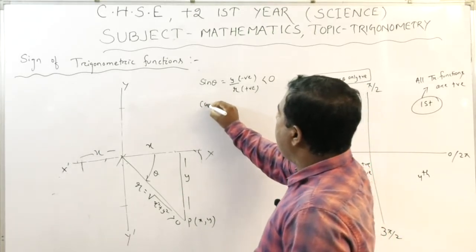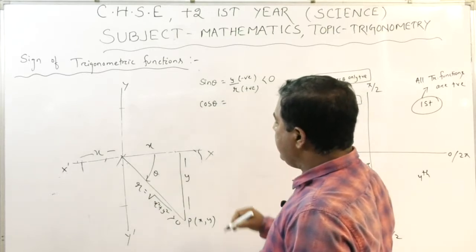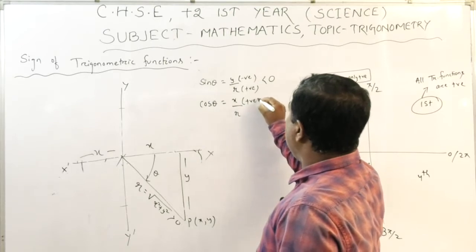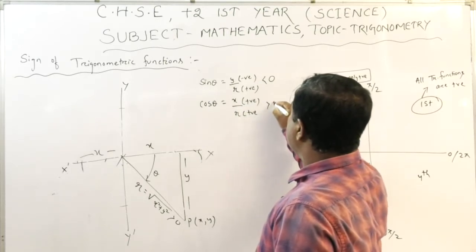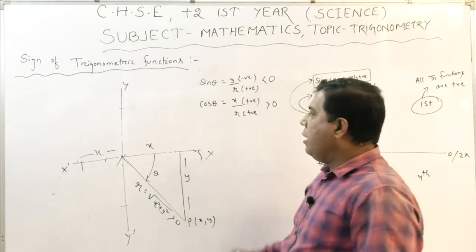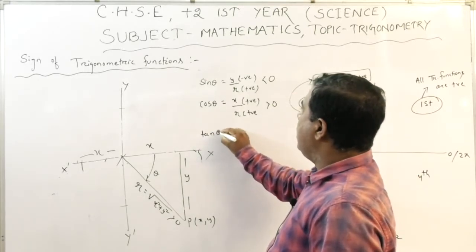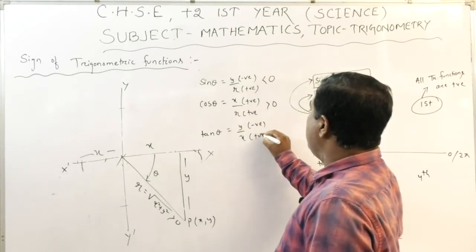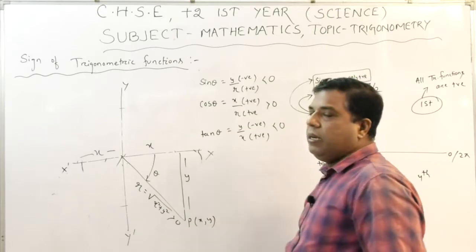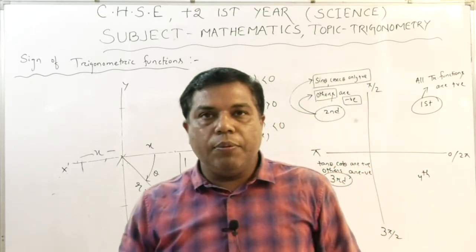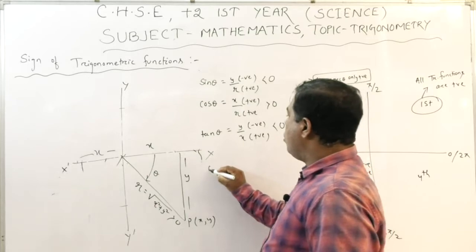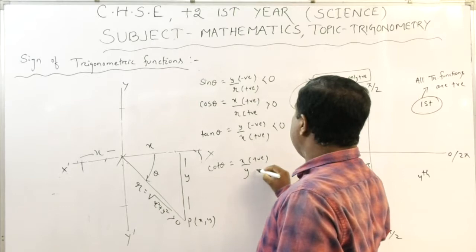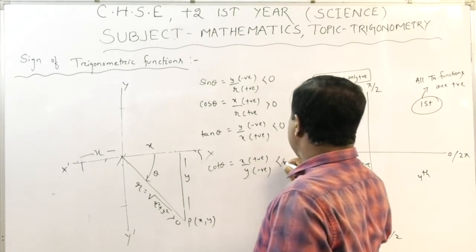Now what about cos theta? Cos theta is x upon r. x is positive, r is also positive, so this is greater than 0. Now what about tan theta? Tan theta is y upon x. This is negative and this is positive, so it is a negative value, less than 0. Now cot theta is x upon y. It is positive and negative, so it is less than 0.